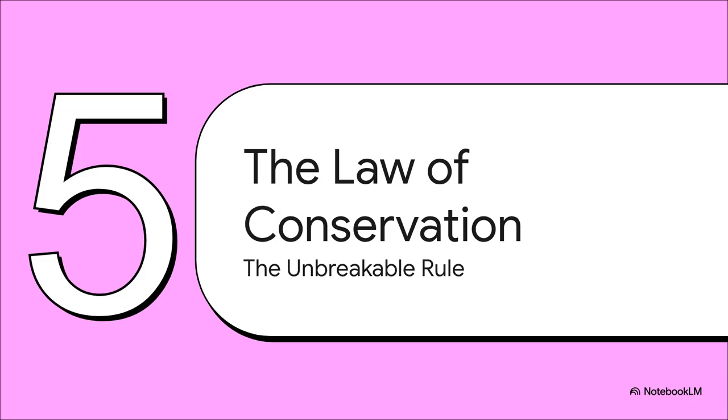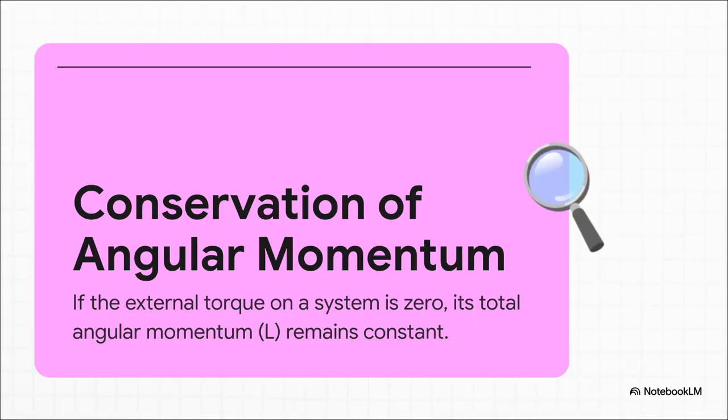Welcome to the main event, Section 5, the law of conservation. This right here is one of the most fundamental principles in all of physics, the law of conservation of angular momentum. It says that in any isolated system, one with no outside twists acting on it, the total amount of angular momentum, L, must stay the same. It can move around within the system, but the total never, ever changes. It can't be created, and it can't be destroyed.